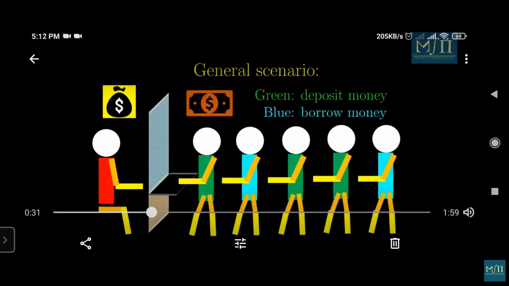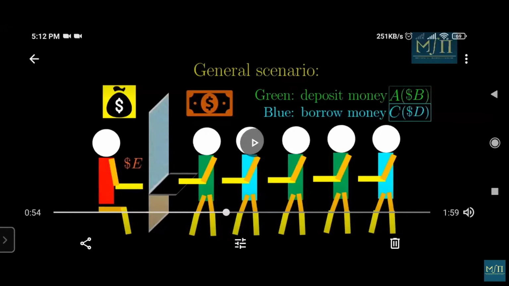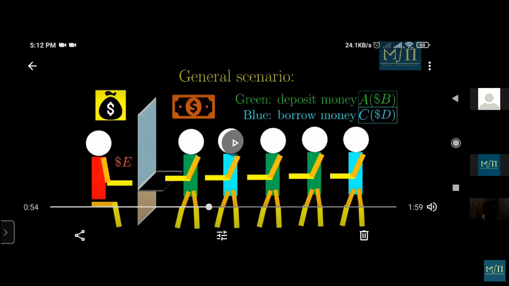Initially, there are a certain number of depositing people, say A people, each of them depositing B, and we have C people who want to borrow money, and all of them want to borrow D dollars. And initially, say the bank has E dollars. So in how many ways can we arrange these people in the queue so that the bank is consistent at each of these transactions?